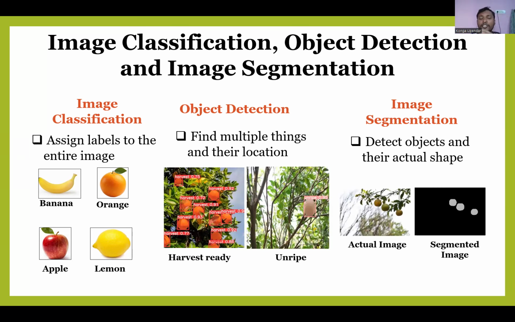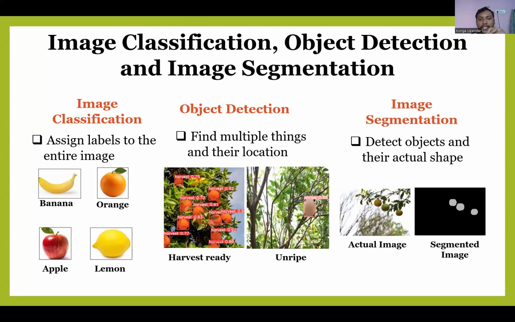So in the case of object detection, we need to find multiple things and their locations also. I'm giving a small example here. This is our work, which is also published. At CA Bhopal, we worked on this one: yield estimation.